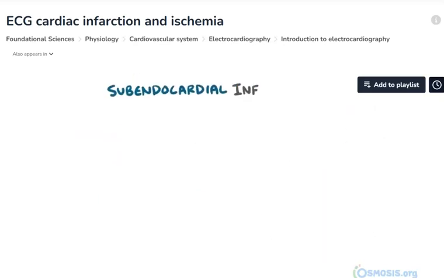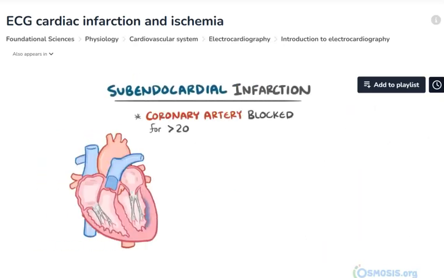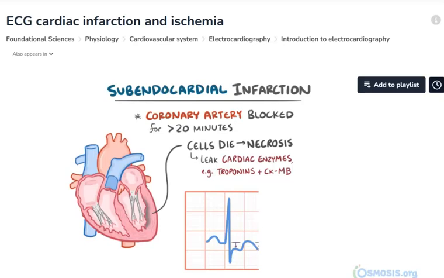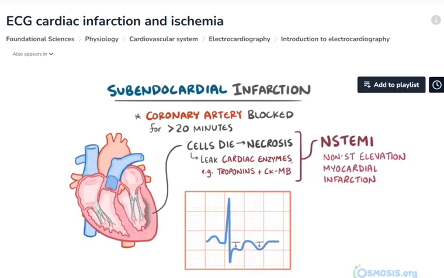On the other hand, subendocardial infarction happens if the coronary artery remains blocked for around 20 minutes, and the subendocardial cells begin to die, resulting in necrosis. And with necrosis, the subendocardial cells leak cardiac enzymes, like troponins and CKMB, into the blood. With a subendocardial infarction, there's no ST elevation on the ECG, so this is called a non-ST elevation myocardial infarction, or an n-STEMI for short. Instead, the ECG can show ST depression and T-wave inversion.